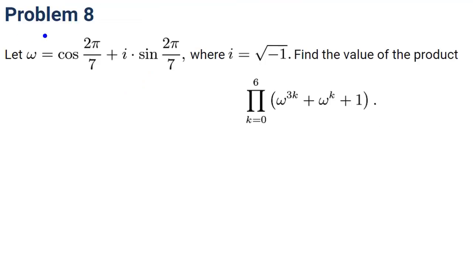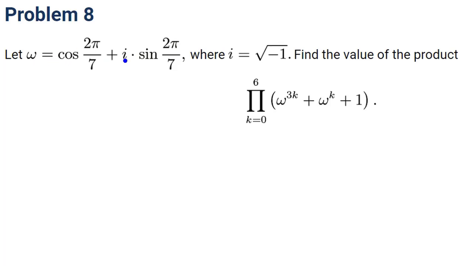AIME II 2023, problem number 8. Let omega equal cos 2 pi over 7 plus i times sine 2 pi over 7, where i equals the square root of negative 1. Find the value of the product over k from 0 to 6. It is the product sign, which means you replace k from 0 to 6 here, then multiply all of them together: omega to the 3k plus omega to the k plus 1. Okay, so let's solve this.